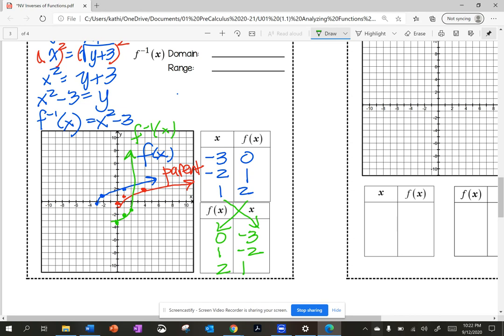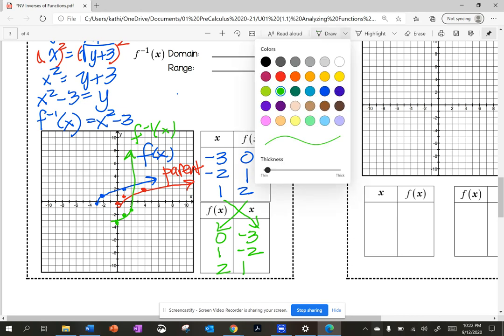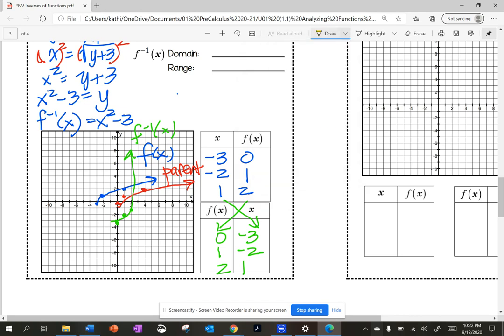So when I'm looking at these, the function and the inverse should be symmetrical over the y equals x line, okay? And I know I did it right if they're symmetrical over the y equals x line. So looking at that, I can see I got that.